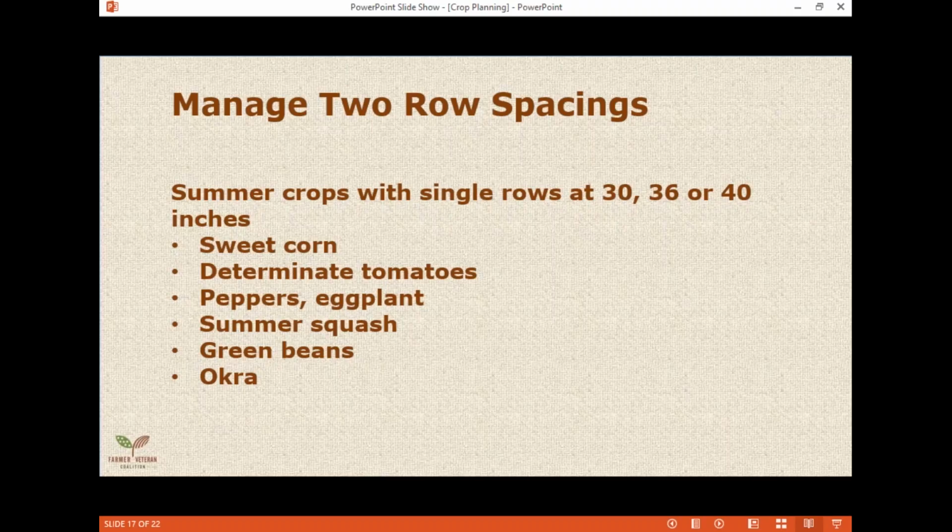Sometimes summer squash gets a little big in this configuration, particularly on the narrower rows. So sometimes you could go every other row, or you could plant two rows and skip a row, plant two rows and skip a row, so that you're picking from the side on each summer squash. Green beans would be every row. Okra could be every row or every other row. I could have put it the other way. It's been a while since I've grown okra. And pickling cucumbers could go under this configuration.